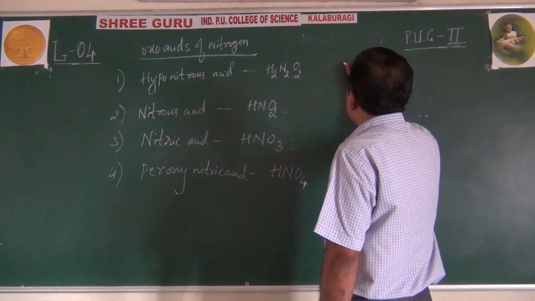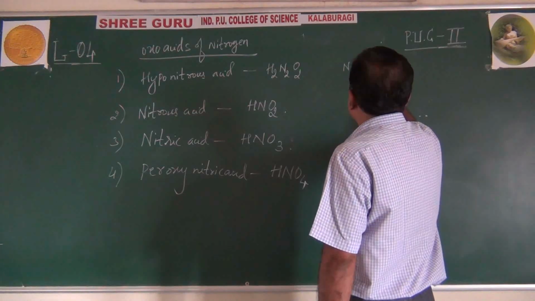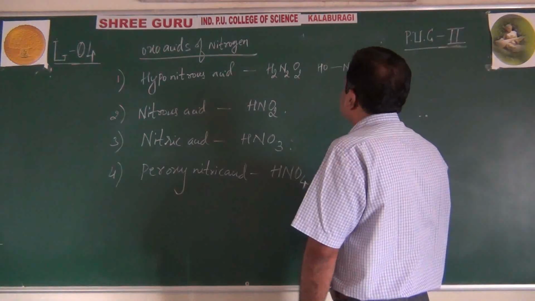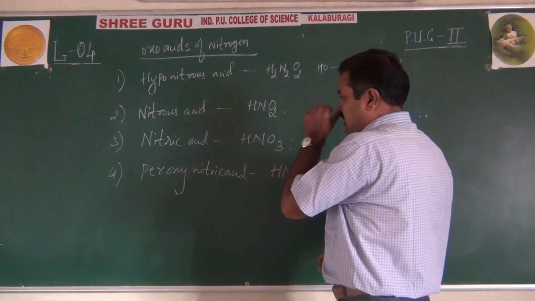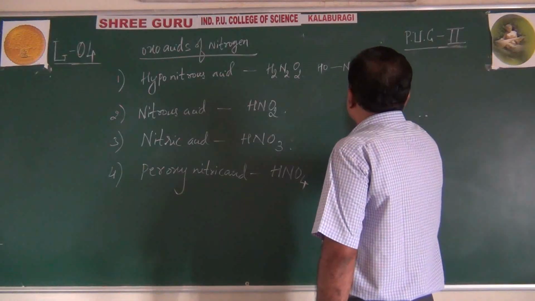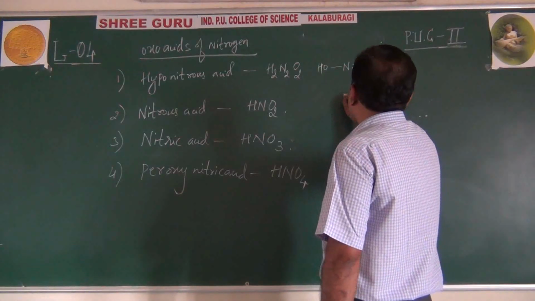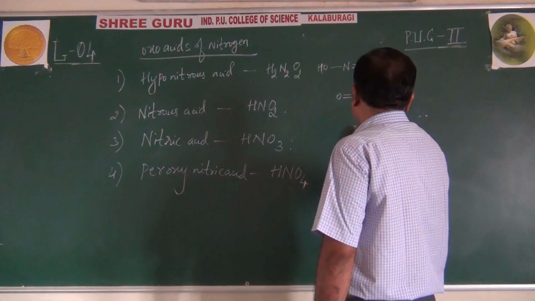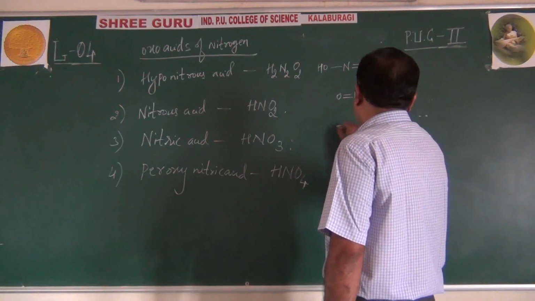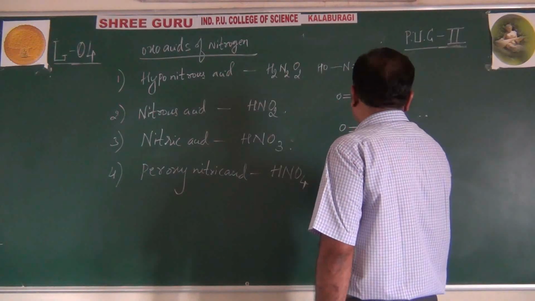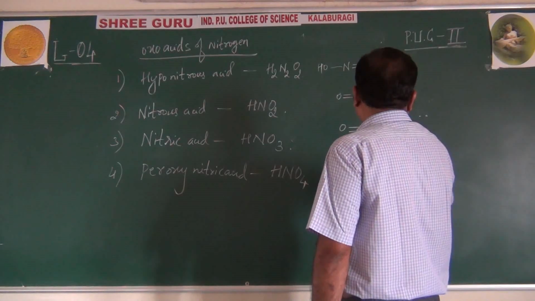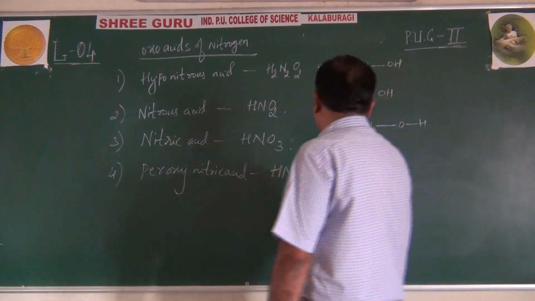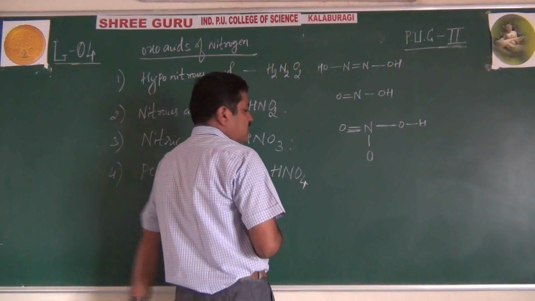The structure of H2N2O2 is N double bond N, with OH and OH. This is the structure of hyponitrous acid. Like this, nitrous acid is N with OH and double bond O. And nitric acid is N with double bond O, double bond O, and OH. This is HNO3, nitric acid.